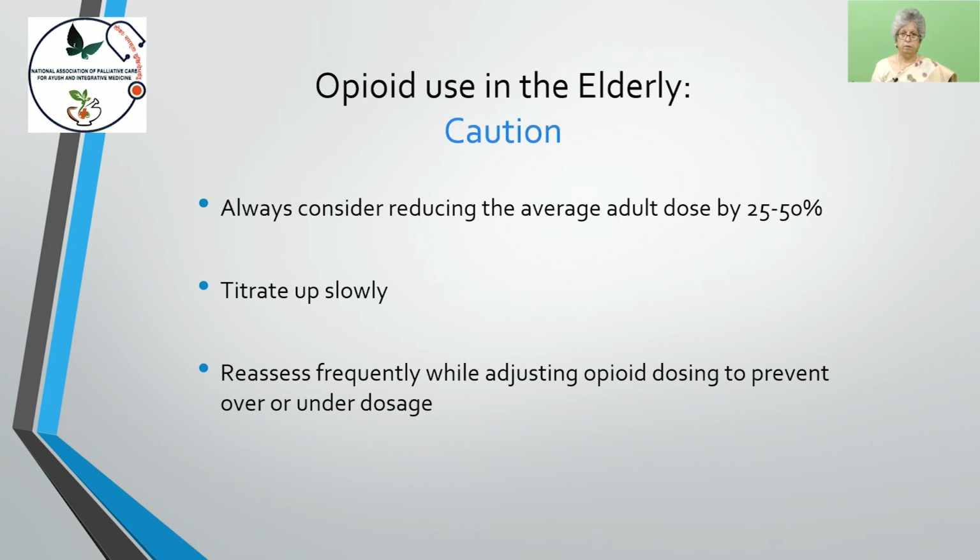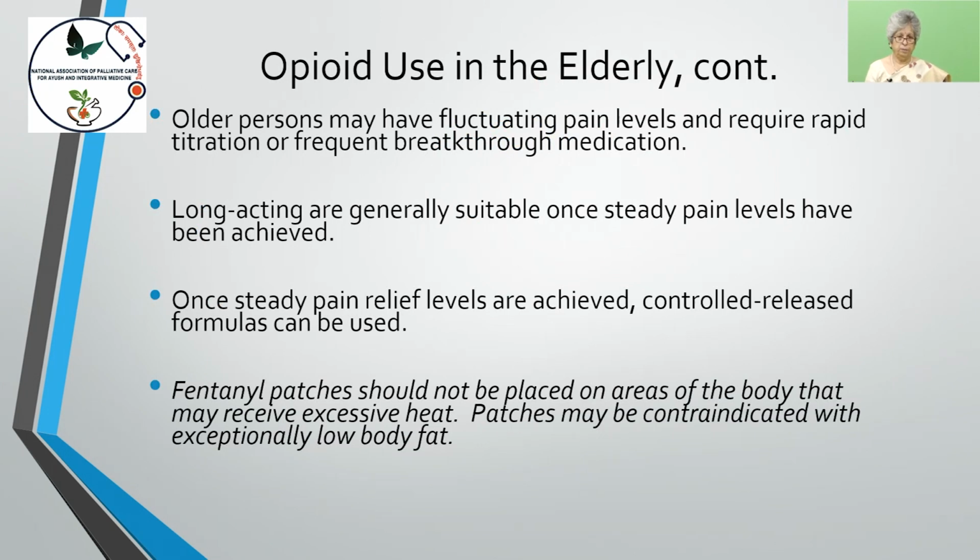So, in the elderly population, you should always minimize the dose by 20 to 25% than the adult dose, and slowly you can increase the dose. Particularly the elderly population has fluctuating pain levels, and frequent breakthrough medication is required. If their pain is steady, you can use a long acting drug also, which can be given 12-hourly.